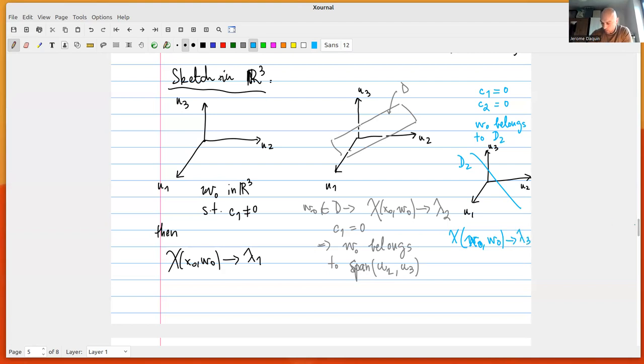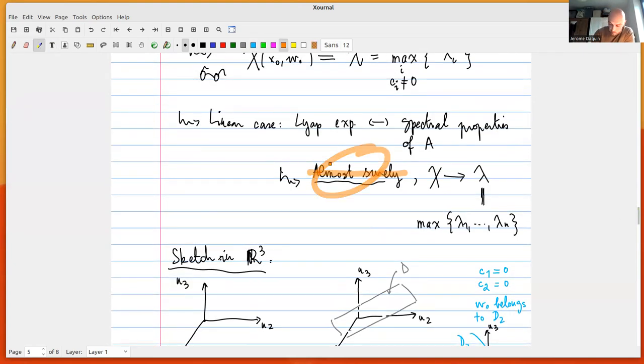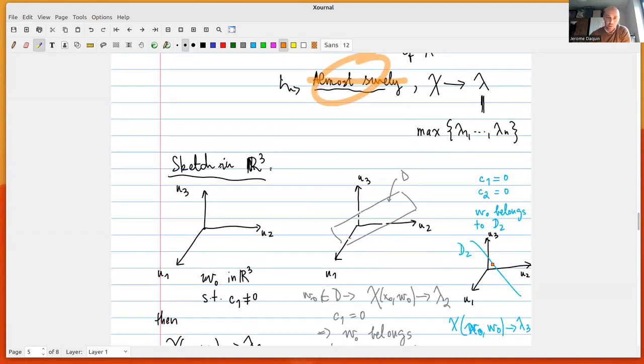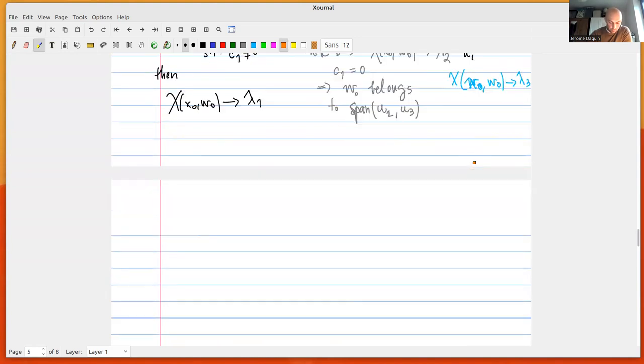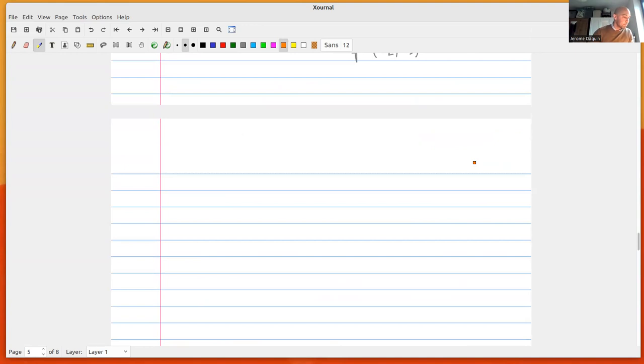So what do I mean by almost surely? I mean almost surely in the sense of measure theory, because the measure of a line in this hyperplane is zero, and the measure of this two-dimensional hyperplane in R3 is equal to zero. So for a generic tangent vector, you go to the largest one. Only if you belong to a two-dimensional hyperplane, given by C1 equal to zero, do you go to lambda 2, and you will go to lambda 2 only if in that hyperplane you do not belong to a specific direction. This is a general fact that I will describe now.